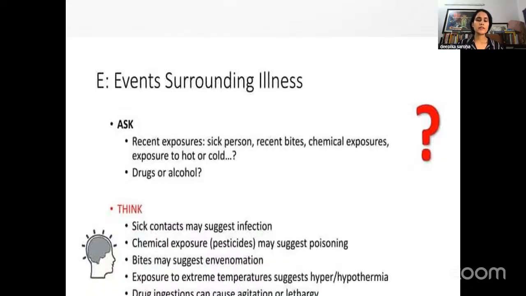Then ask whether there is a recent exposure to any sick person, recent bite, chemical exposure, exposure to excessive heat or cold, drug or any alcohol. Sick contact may suggest there is an infection that is spreading. Chemical exposure such as pesticides may suggest poisoning, bites may suggest envenomation. Exposure to extreme temperatures suggests hyperthermia or hypothermia. Drug interaction can cause agitation or lethargy.